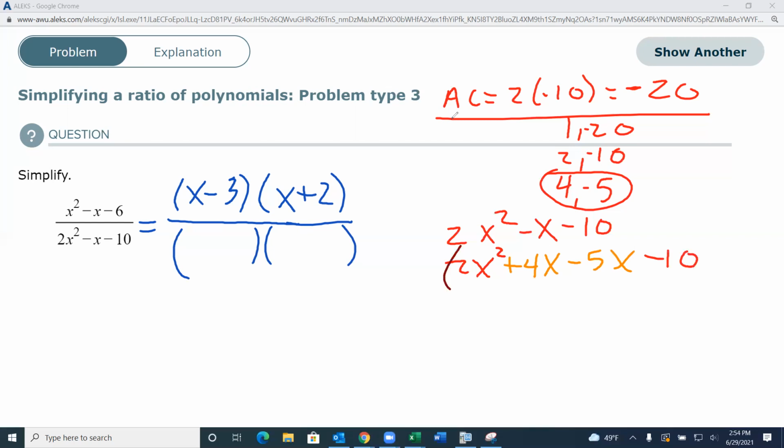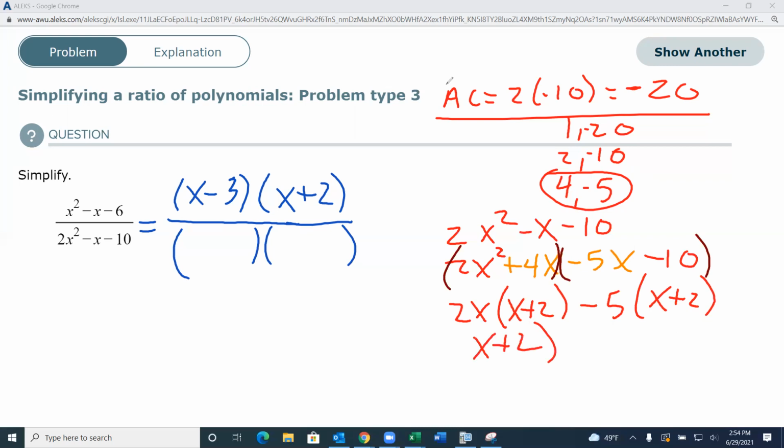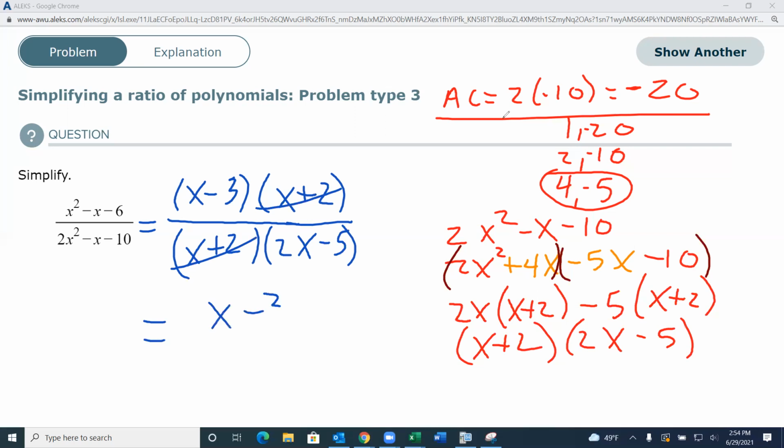And then I will slap in some parentheses. Factor out a 2x out of the first binomial. Factor out a negative 5 out of the second binomial. And because I picked the 4 and the negative 5, the stuff in the parentheses matches. So I can factor out an x plus 2. I'm left with 2x minus 5. And now I know how it factors: x plus 2, 2x minus 5. The x plus 2's cancel. And my final answer is x minus 3 over 2x minus 5.